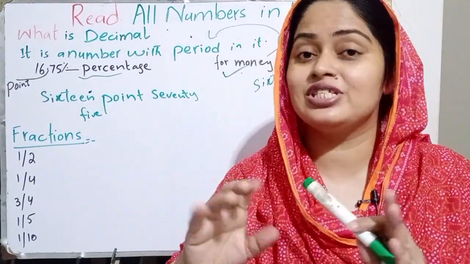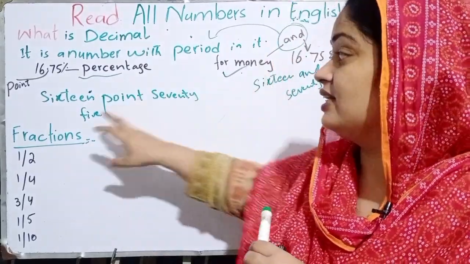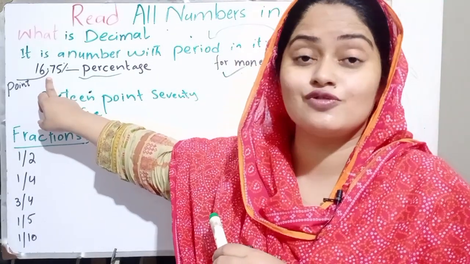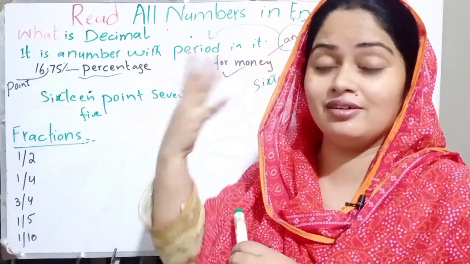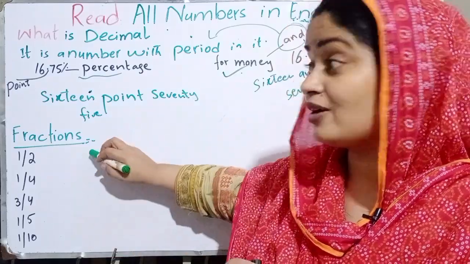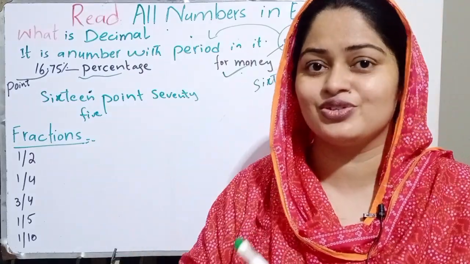For money you would say "and", for this you say "point", and for percentages you would say "point" to read decimals. What about fractions? Very important use.